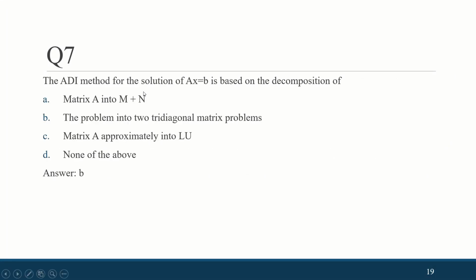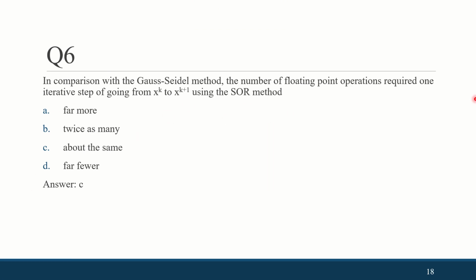So what was the question again? It was: ADI for the solution of Ax = B is based on the decomposition of matrix A into M plus N, matrix A into two tridiagonal matrix problems, matrix A approximately into LU, or none of the above. So the answer is, by now we know, that it is divided into two tridiagonal matrix problems.